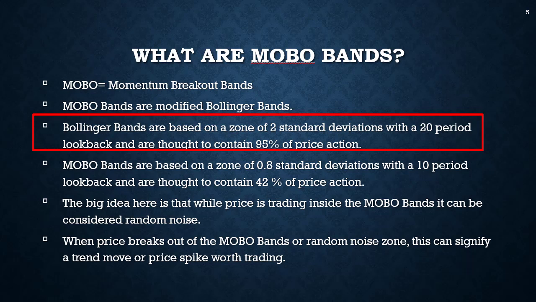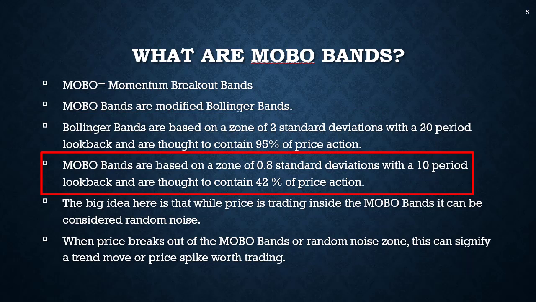That zone that it creates is a 20-period look back, like a 20-day or 20-period moving average. And there's a 2 standard deviation band above and a 2 standard deviation band below. The idea is that 95% of price action, with 2 standard deviations, is going to be inside those bands, right?